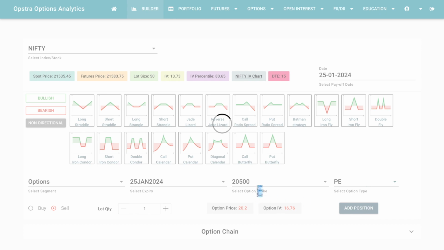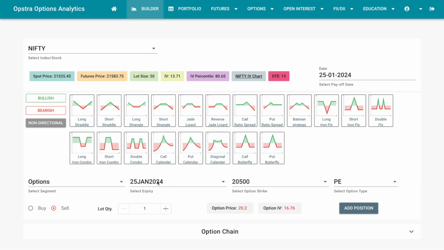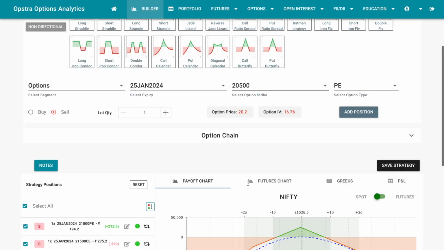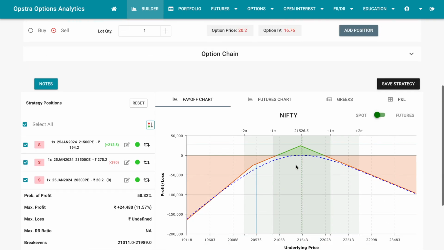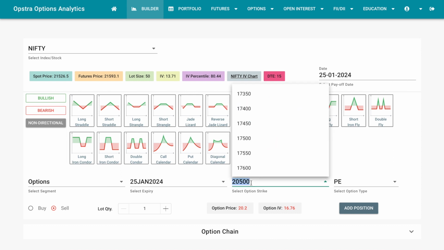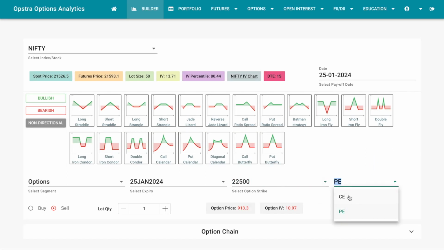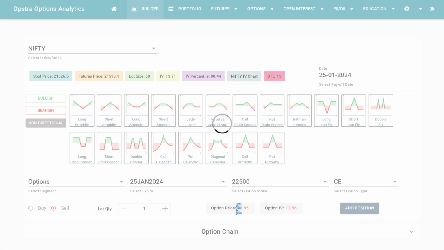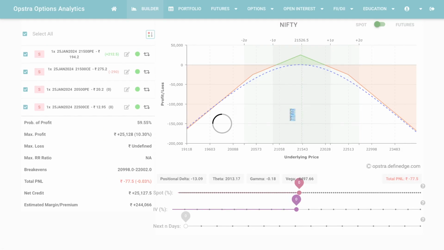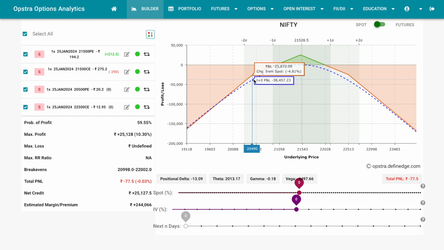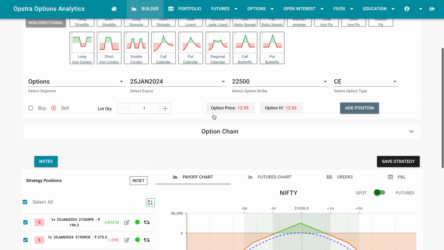Now 20,500, here it is being sold, and now there is another thing, that is 22,500. Now that CE is being sold here. So you see how the strategy has become. Now we need to pull this up, and then we'll have to buy it.